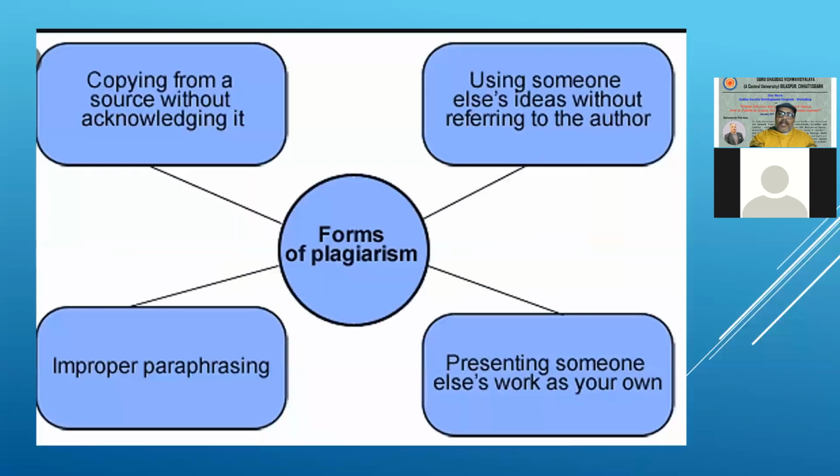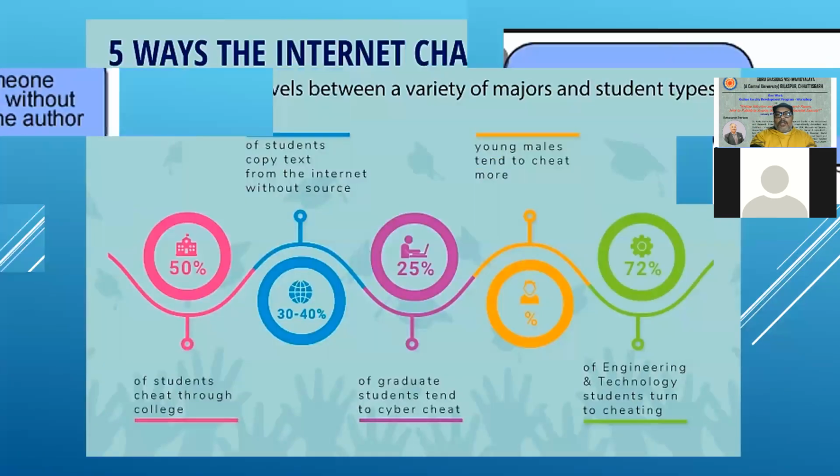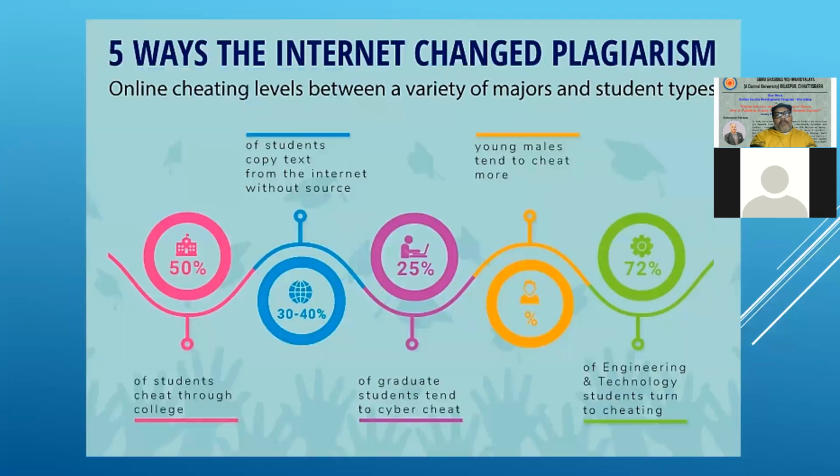This is, I think, the second last slide, copying from the sources without forms of plagiarism, improper paraphrasing. I think we have already covered. So guys, I'm done with this. I think 5 ways the internet changed the plagiarism in this way. Online cheating, even these days, many people they go for online cheating between a variety of major and student types also. So that is happening at 72% from engineering and young minds, males, students, 50 to 30%. I think everybody, even students, they do the project from copying. They download the entire project from the internet, and they're submitting to us. So there is no fun at all.